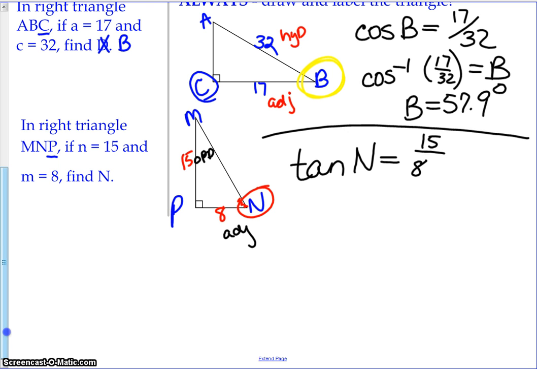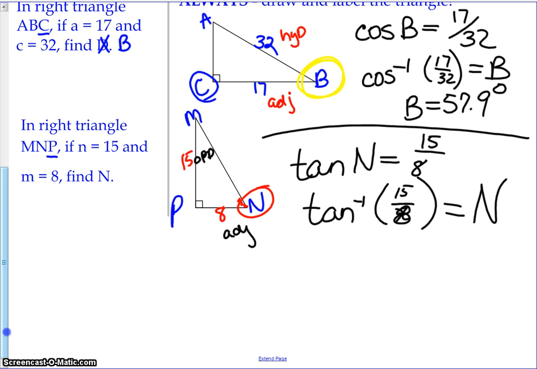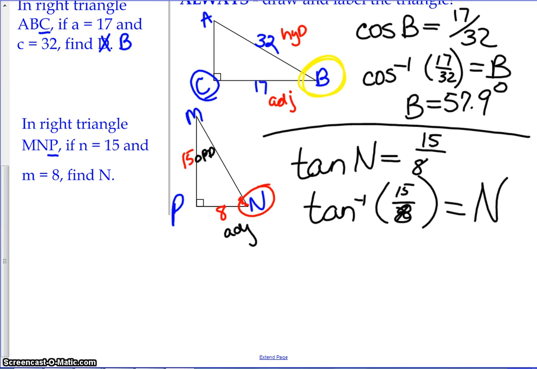All right, that means you're just going to have to take the tangent inverse of that, 15 over 8. And that's what our angle N is going to be. That's going to be the measure of angle N. Tangent inverse of 15 over 8. So we're going to go here.